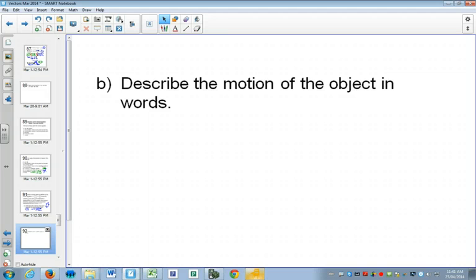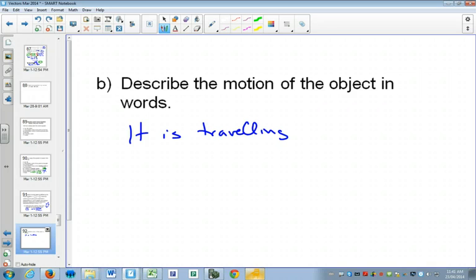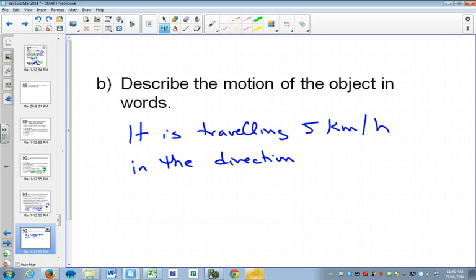Describe the motion of this in words. It's traveling 5 kilometers per hour. And I just wrote the direction as a vector. Eventually, in travel, they would actually figure out the angle. What angle would that be? And they could say it's at a bearing of a certain angle.